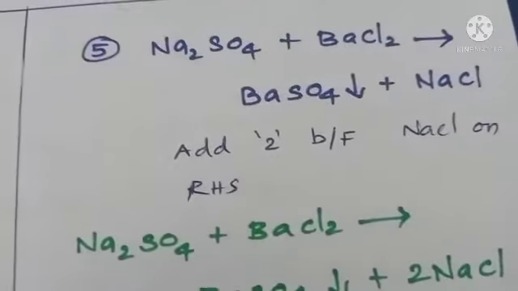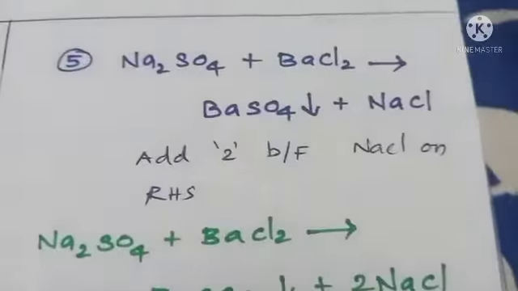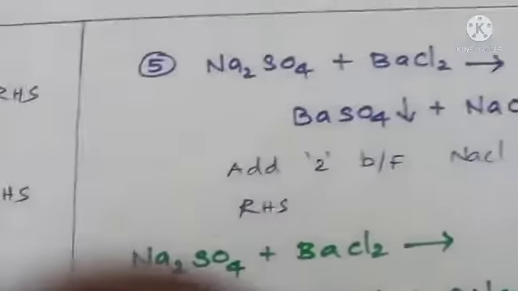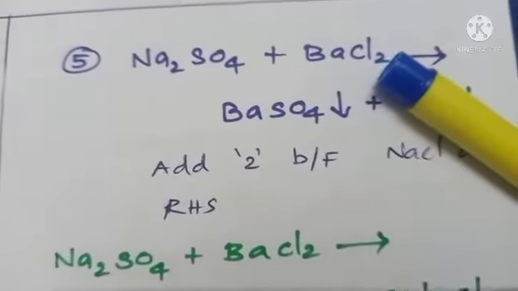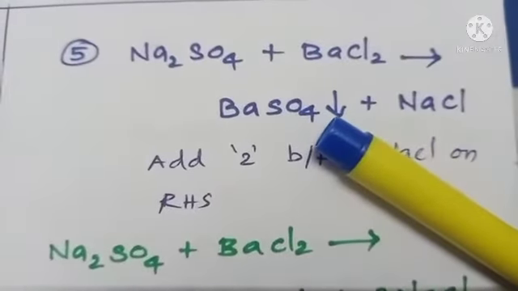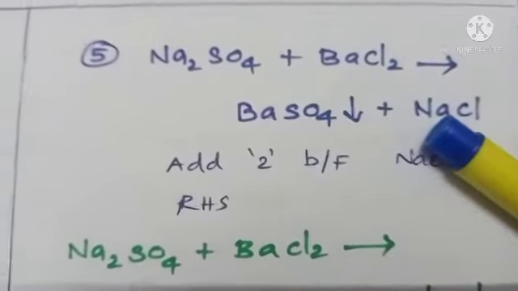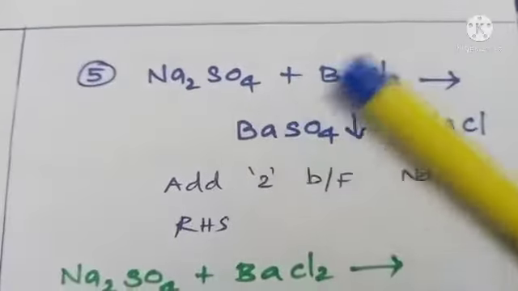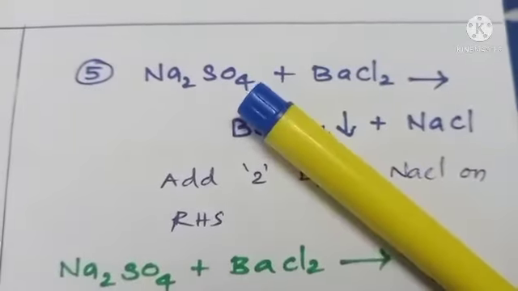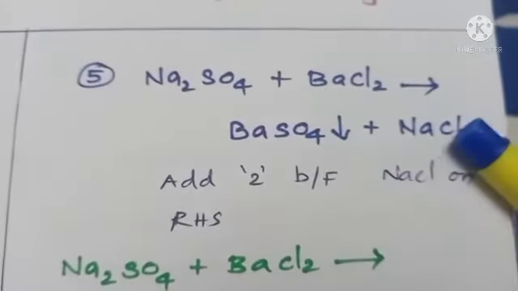Okay. Now example number 5. Na2SO4 reacts with BaCl2. Sodium sulfate reacts with barium chloride solution, giving a precipitate of barium sulfate with the byproduct sodium chloride. Now we have just written the formulas: sodium sulfate, barium chloride, barium sulfate, NaCl.